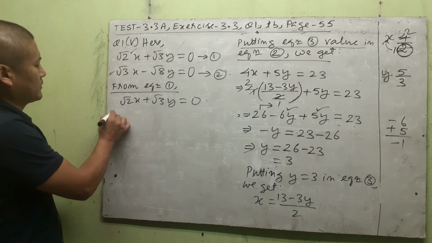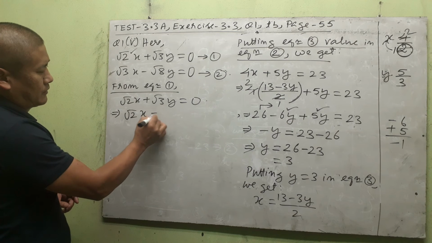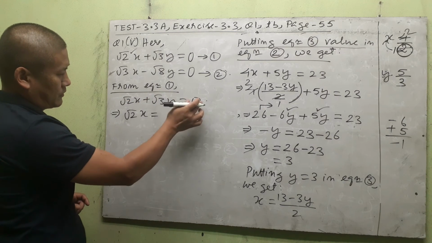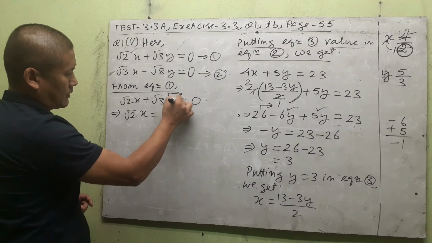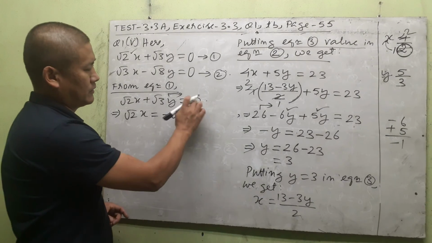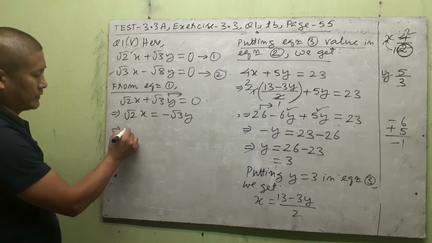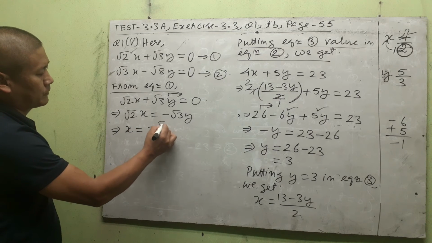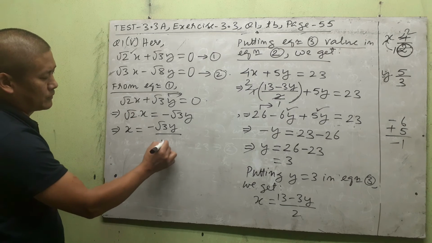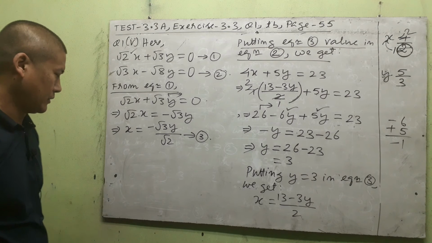I chose root 2x, which means I'm going to put the terms in terms of x, which is attached to root 2. So plus root 3y goes to that side and becomes minus root 3y. And plus 0 will not be written, since 0 will not affect that, right? So x will be equal to minus root 3y divided by root 2. Put this one as equation 3.